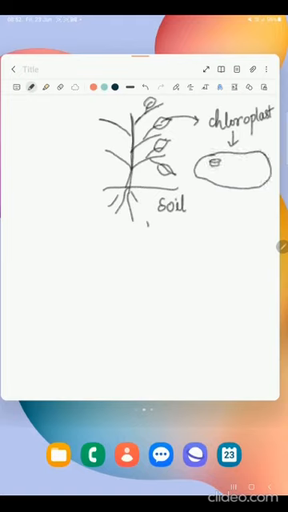there are some structures known as grana. These look just like a stack of coins. So this is grana. The fluid present inside the chloroplast is known as stroma, and the thread-like structure that is connecting this grana are known as stroma lamellae.